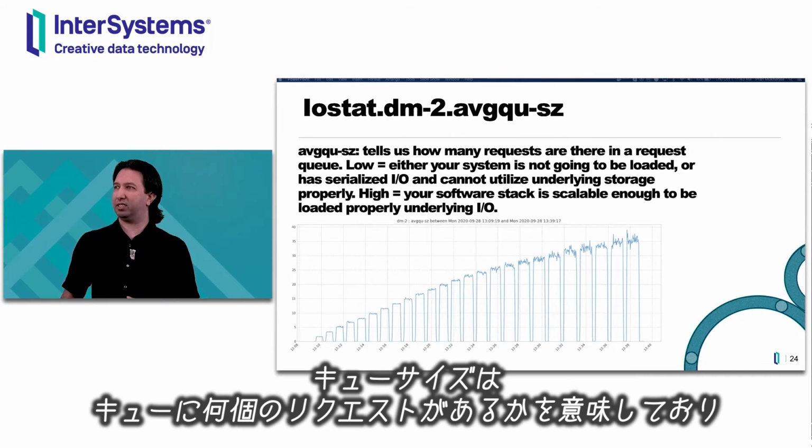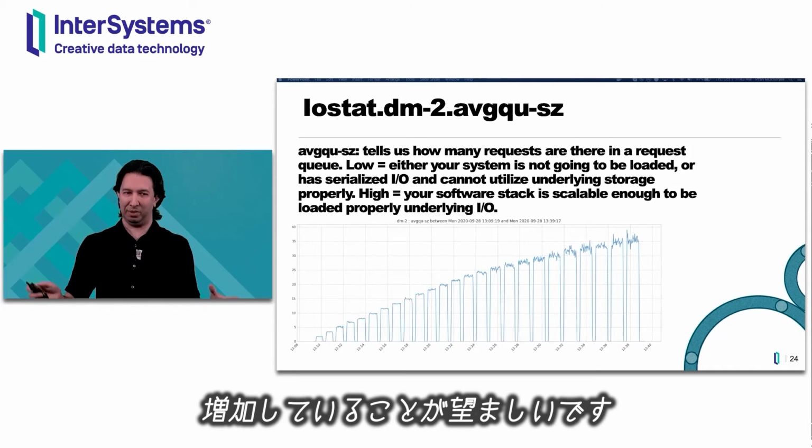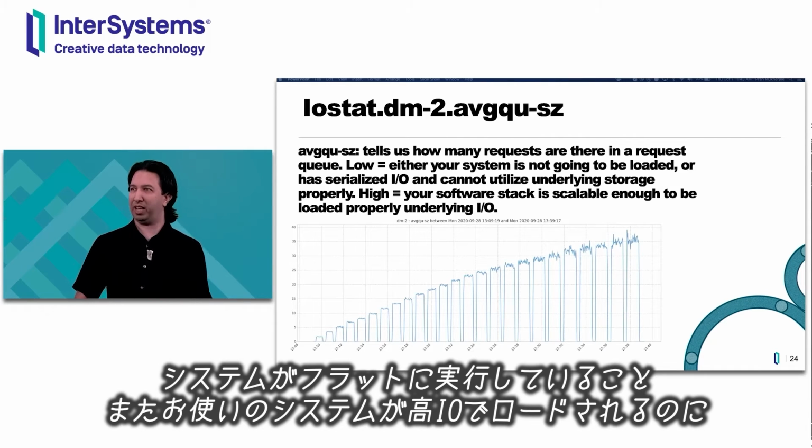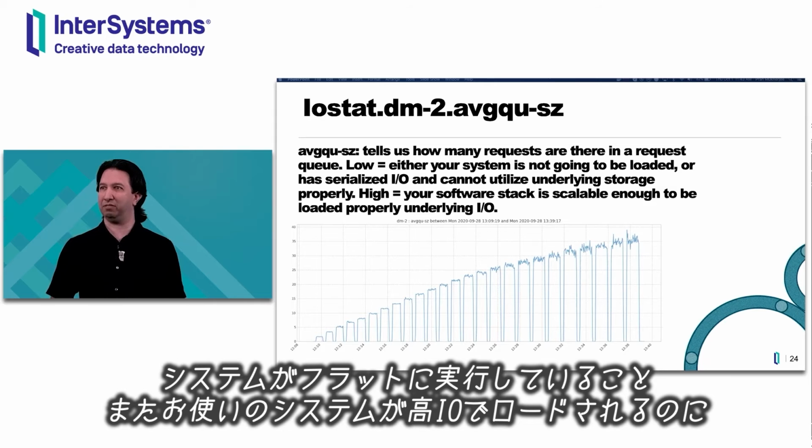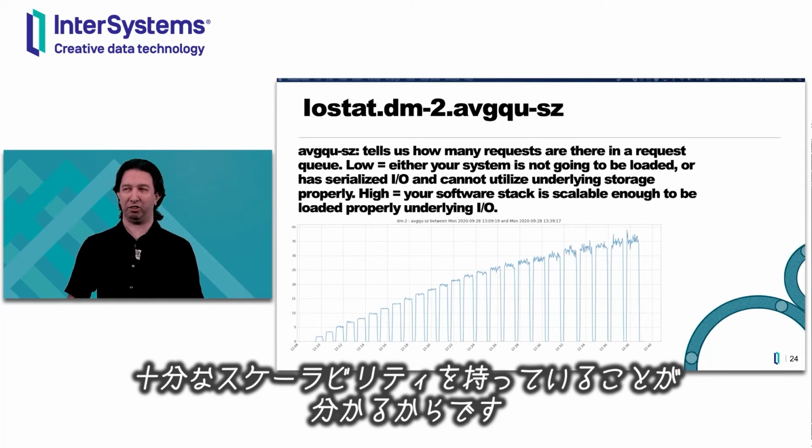The queue size says how many requests there are in the queue, and you want to see that grow because that basically means that you're running the system pretty flat out and that your system is scalable enough to be loaded under high I/O.